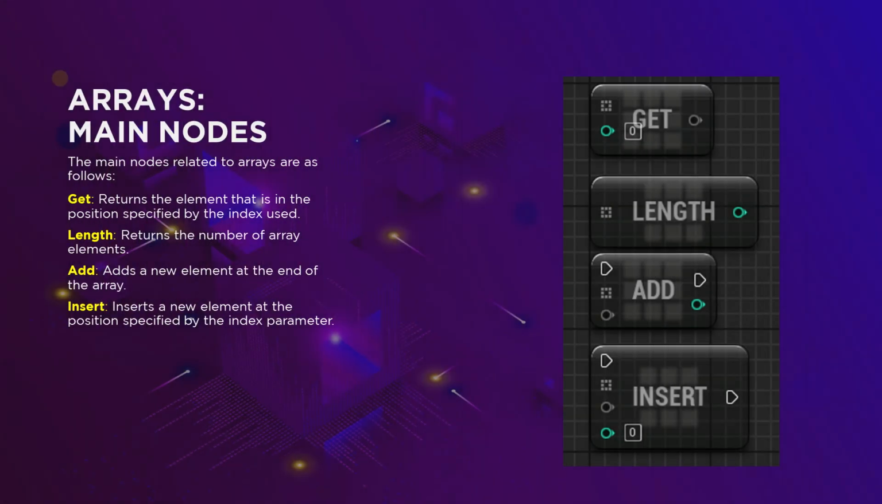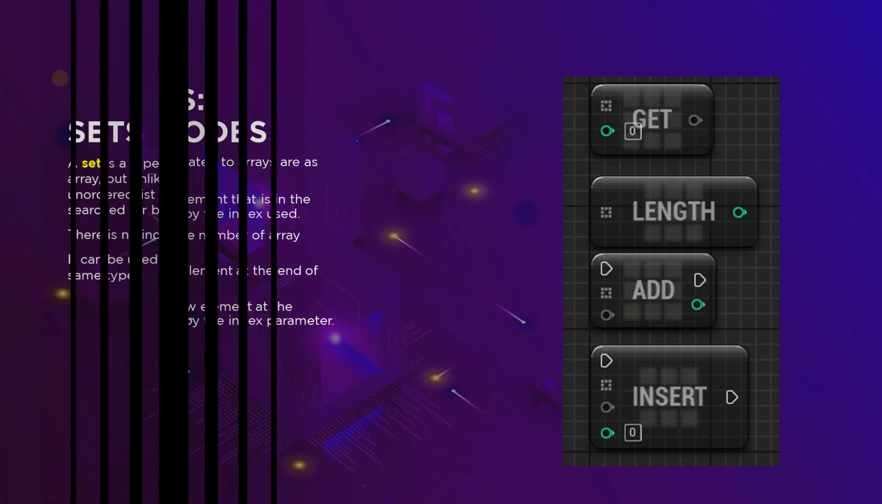The main nodes related to arrays are as follows. Get returns the element that is in the position specified by the index used. Length returns the number of array elements. Add adds a new element at the end of the array. And Insert inserts a new element at the position specified by the index parameter.